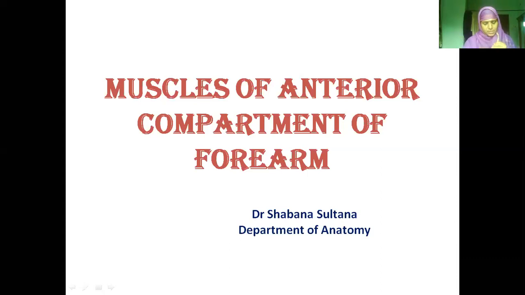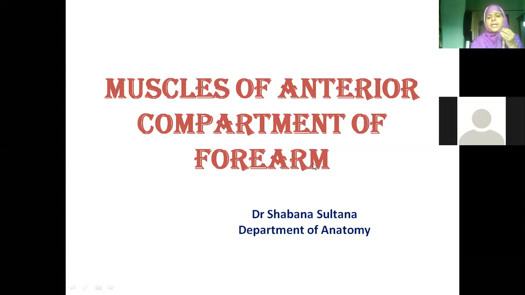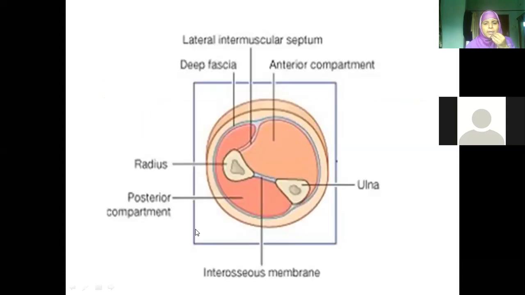So we have done yesterday muscles of the front of the arm. Then we will complete the muscles of the anterior compartment of the forearm, and then we will go to the posterior compartment of arm and forearm in that order. Now, do you remember what are the various muscles we have in the anterior compartment of forearm?